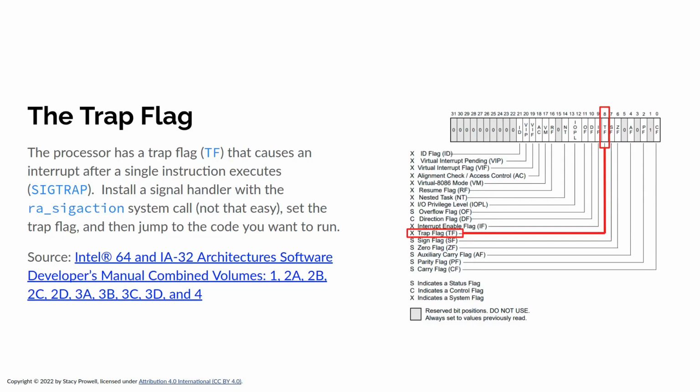If I set the trap flag and then I jump to an instruction, that instruction will execute, and then the processor will immediately halt and call my signal handler with a SIGTRAP. And you can go and read about this call if you want. It's not the easiest thing in the world to set up, but you can figure it out. I promise. You all are smart enough to figure this out. If you're super motivated to try to create a thing to single step a program, you'll get there. It's just a little bit tricky.